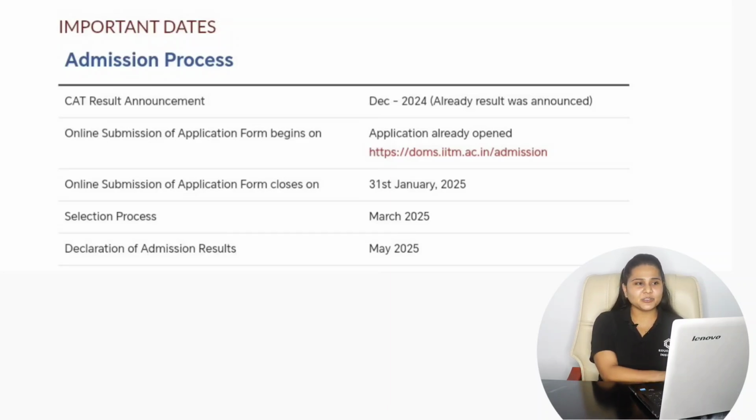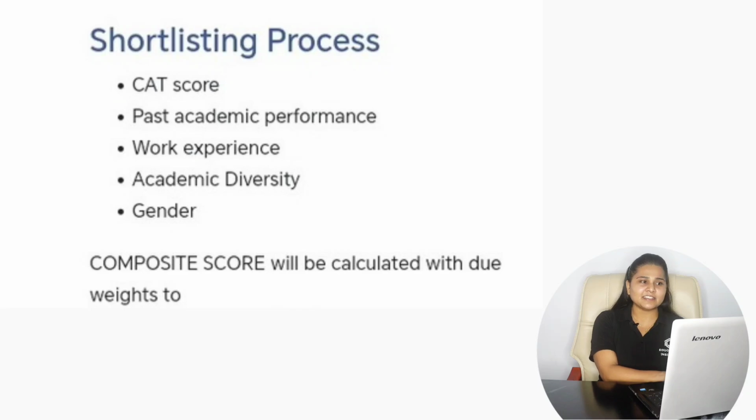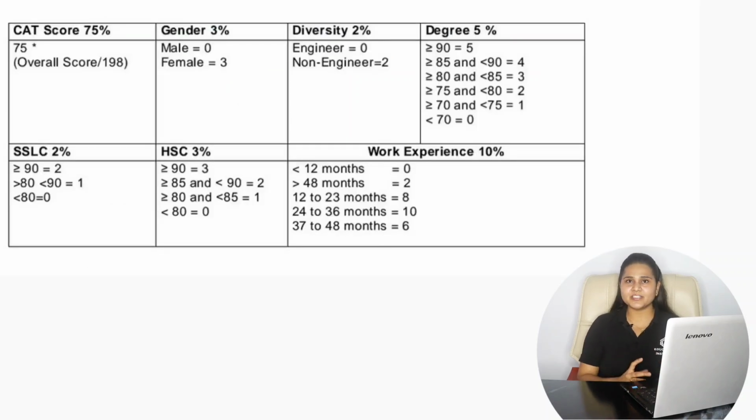Here, if we consider the shortlisting process of candidates for the personal interview round, your CAT score, past academic performance, work experience, academic diversity and gender diversity are all the factors that are considered. Here 75% weightage is given to your CAT score, 3% weightage is for gender diversity, 2% weightage is given on the basis of academic diversity, and 5% weightage is given for your graduation.